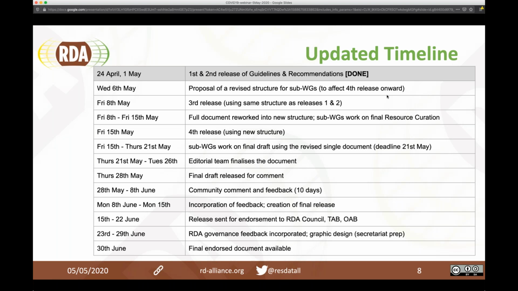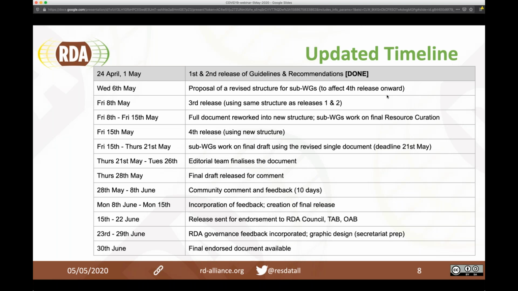at which point we will again be looking for additional feedback and comments, and that will continue to be worked on by the subgroups. So that once we have additional input from the various subgroups and cross-cutting teams, then we'll see a final draft release at the end of May, which will again be available for a longer period for community feedback.